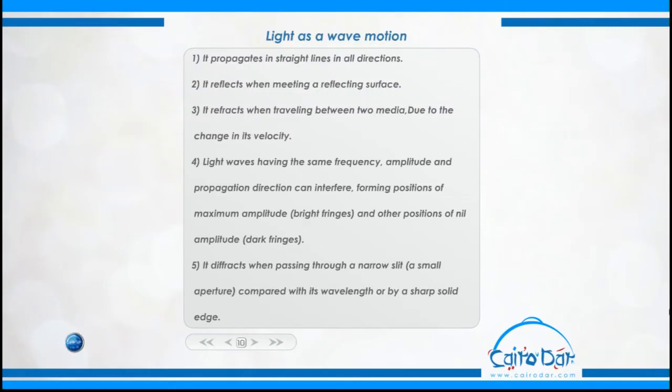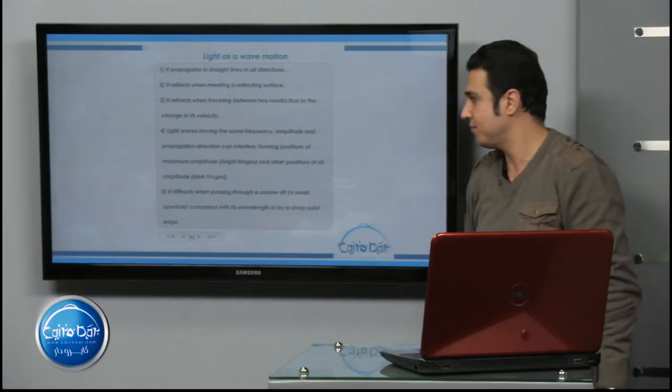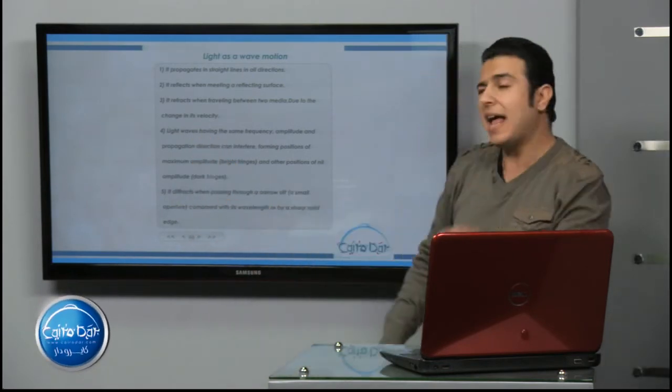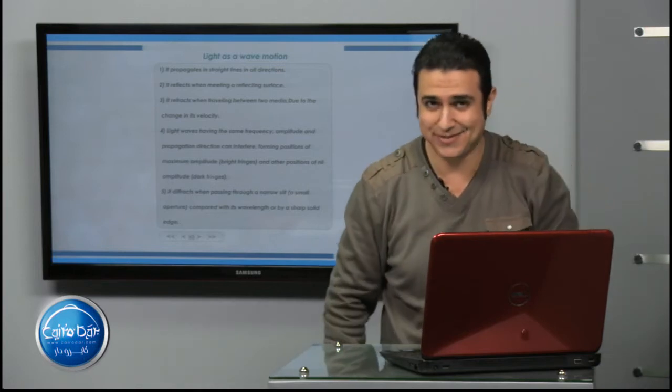Also, when light waves have the same frequency, same amplitude, same speed, they interfere together. They propagate and interfere, forming positions of maximum displacement, maximum amplitude, reinforcement of light, bright fringes, and other positions, dark fringes. So it is light interference, the superposition of two identical light waves. Also, light diffracts. Light diffracts when passing through a very narrow slit.